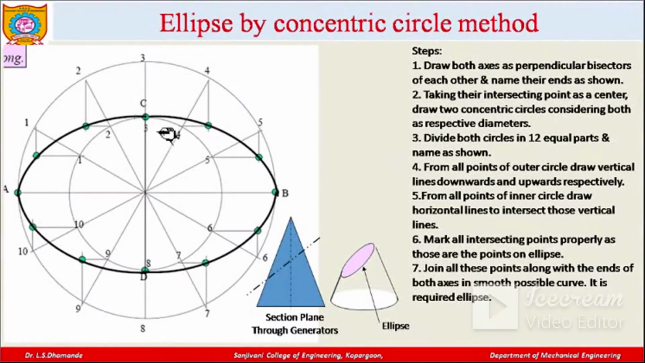So we have already discussed that whenever you have to draw the ellipse, there are two important parameters in an ellipse. One is the major axis and another is the minor axis. If we know the major axis and minor axis, it is very easy for us to start drawing the ellipse. So here you are using the concentric circle method. In this method it is expected that you first draw the major axis and minor axis, and name their ends like this.